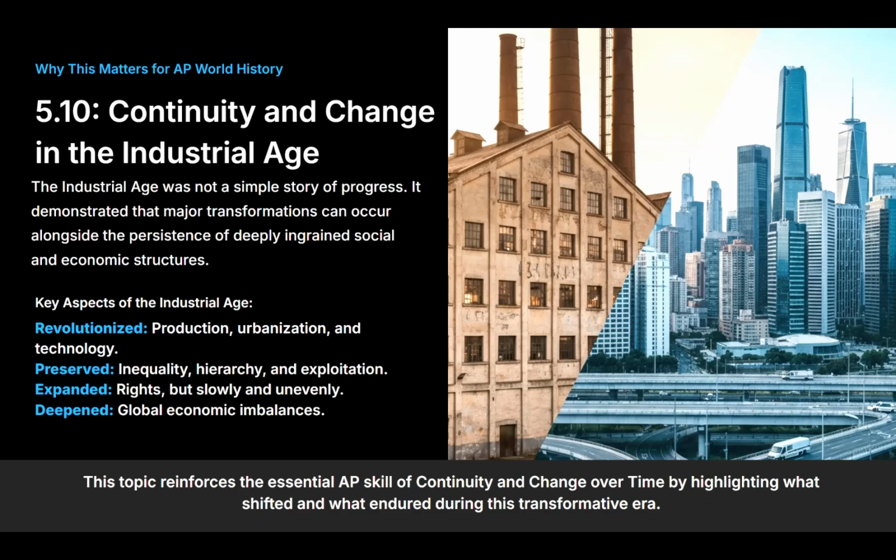Topic 5.10 demonstrates why historians avoid simple narratives of progress or decline. The industrial age changed production, cities, and technology. It also preserved inequality, preserved hierarchy, and preserved exploitation. The industrial age expanded rights slowly and unevenly. The industrial age also deepened global economic imbalance. This topic reinforces the essential AP skill of continuity and change over time, identifying what shifts and what endures.